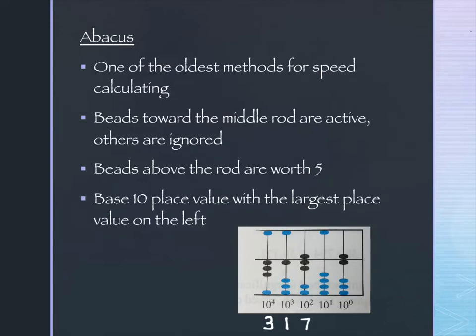How about the next one? That's 0, right? There is nothing pushed toward the middle. So that is a 0. And how about my last one? That one's 6. So the way that this is currently displayed on this abacus, this is the number 31,706. Does that make sense? Okay.